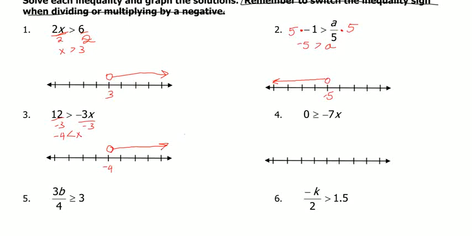Alright? On number 4, we have to divide both sides of this by negative 7. And that's going to leave us with 0 less than or equal to x. So we put a 0 in the middle. And there we go, a dark dot above the 0, and x needs to be bigger. So we're going to go to the right.